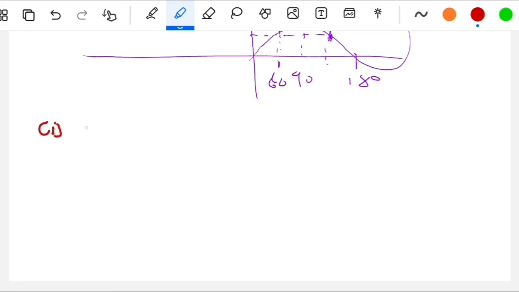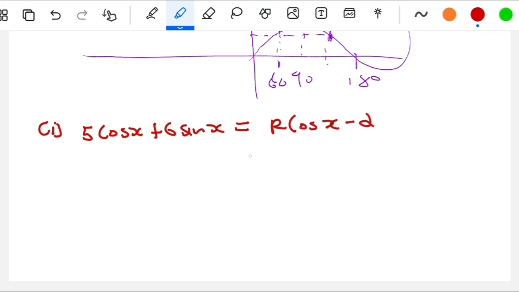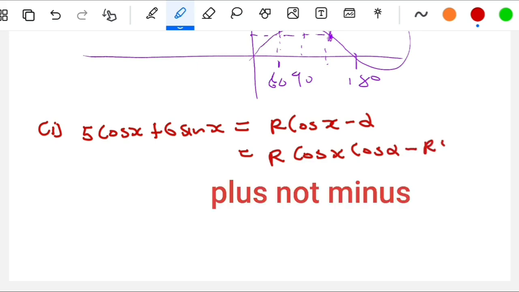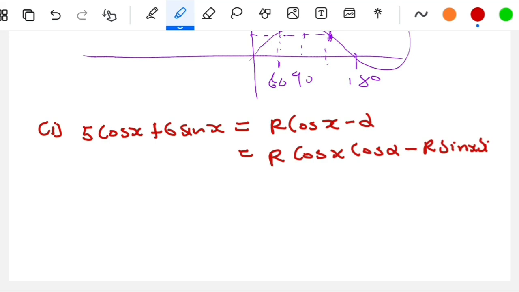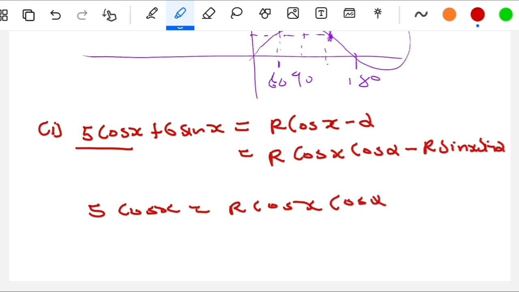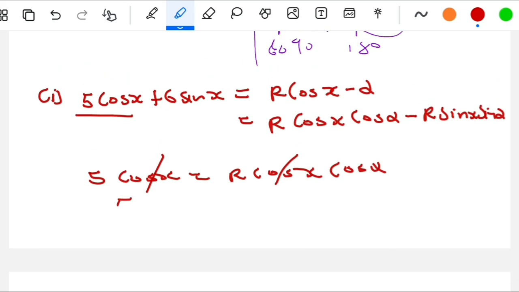See item 1, we've got 5 cos x plus 6 sin x in this form here, which is r cos(x minus alpha). So what you do is expand this one. It's going to be r cos x cos alpha minus r sin x sin alpha. Then we are now equating those that have cos x. So 5 cos x equals r cos x cos alpha. Then this one will cancel, and you remain with 5 equals r cos alpha.